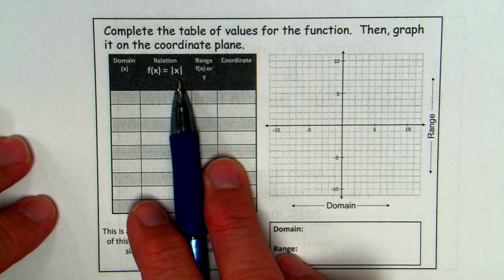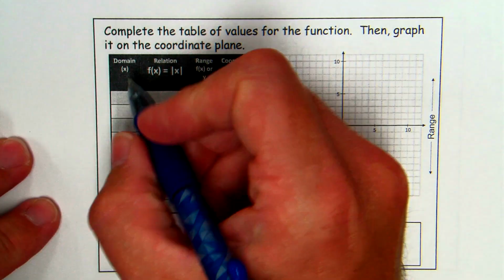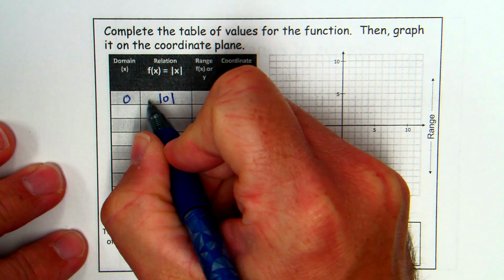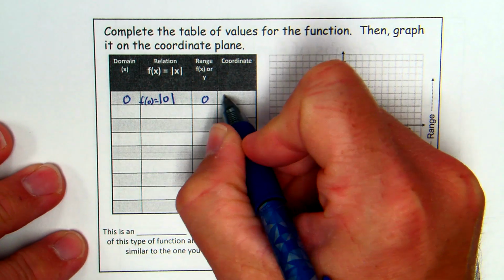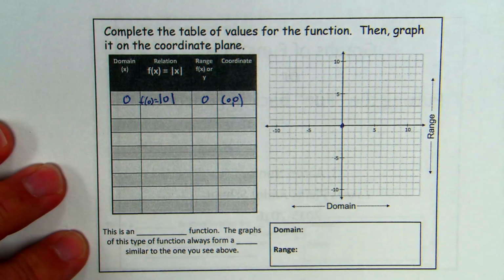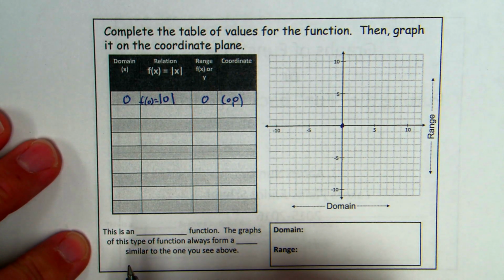I'm going to operate under the assumption that most of you are pretty good at just plugging in numbers and simplifying. So I always try and start with some easy numbers. So I plug in a 0 for my x. F of 0 equals the absolute value of 0, which is 0, so the point 0, 0. And I graph that on the coordinate plane. Again, if graphing coordinates is difficult for you, this is probably not the video you want to start with. You probably want to go back and pick that up before beginning this lesson.